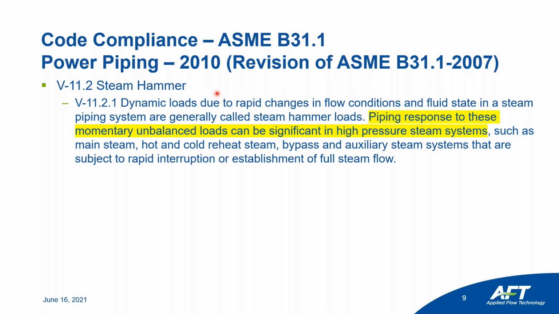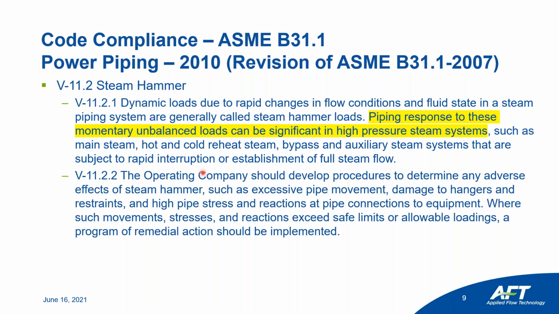Dynamic loads due to rapid changes in flow condition and fluid state in a steam piping system are generally called steam hammer loads. Piping response to this momentary unbalanced force can be significantly high in steam systems, such as steam, hot and cold reheat system, bypass and auxiliary steam system that are subject to rapid interruption and establishment of a full steam blow. Then it talks about the responsibility of the designer and the operating company.